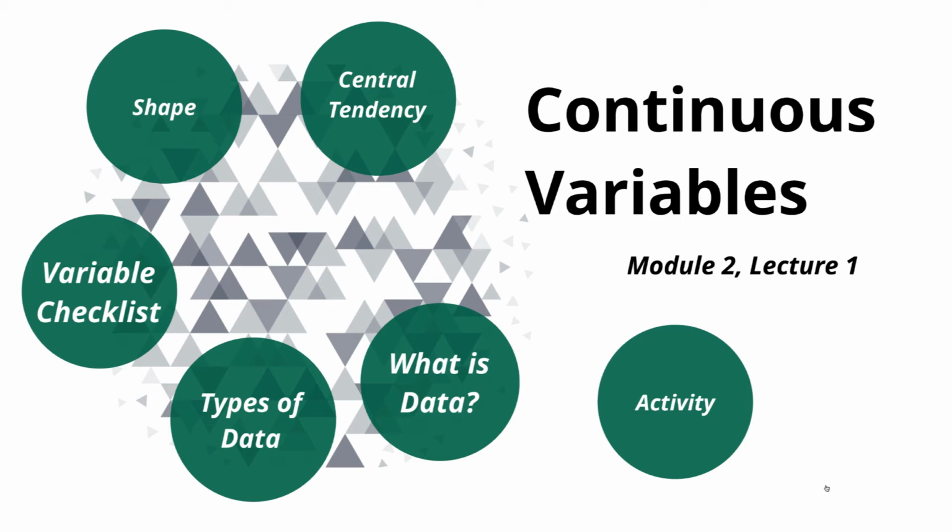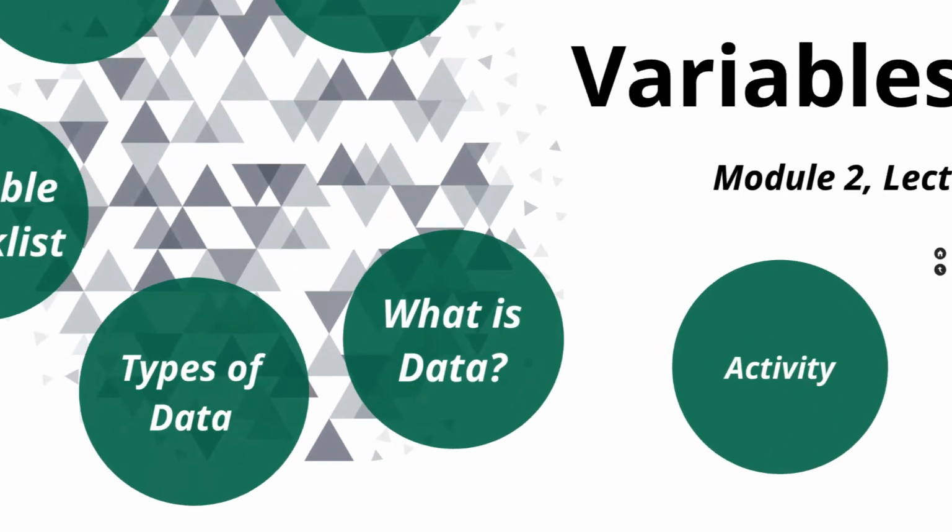Continuous variables. We'll discuss a little bit about what is data, what types of data are there, the variable checklist items you should consider when looking at your data, the shape of distributions, and measures of central tendency, or where the middle of your continuous data is.